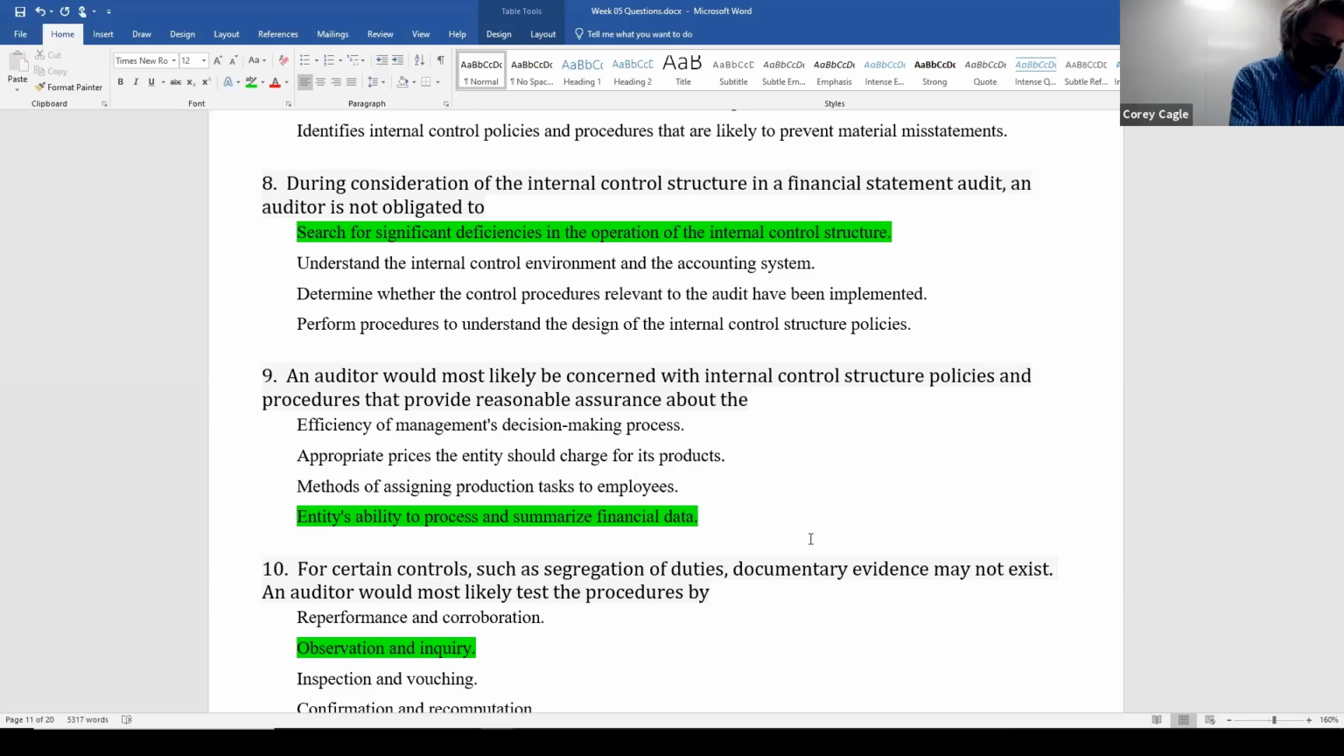So eight's a pretty good question. That's not what we're doing, but we do come across them, and we are required to communicate them when we do find them. We mentioned that in the communication chapter earlier on, right? Things we're supposed to communicate to those charged with governance: any identified significant deficiencies or material weaknesses. So eight's a good one.